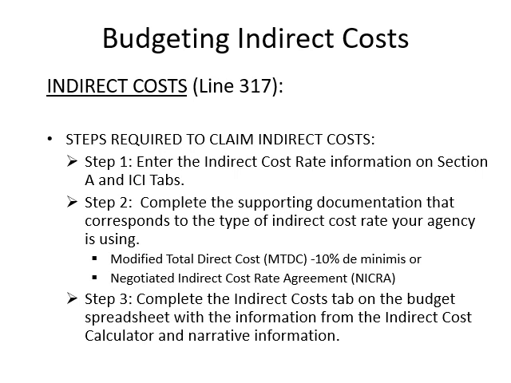Step 2 is to complete the supporting documentation that corresponds to the type of indirect cost rate your agency is using. If you are using the modified total direct cost, or what we call MTDC, which is the 10% de minimis, you would submit the modified total direct cost calculator. For the negotiated indirect cost rate, you would submit the calculator for what we call NICRA. Step 3 is to complete the indirect cost tab on the budget spreadsheet with the information from the indirect cost calculator and narrative information.